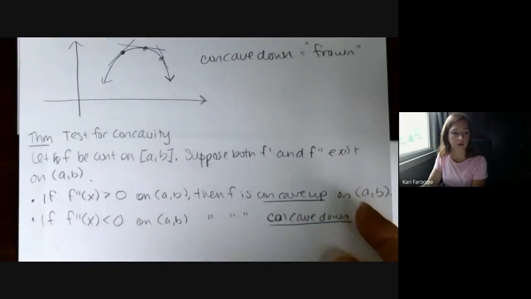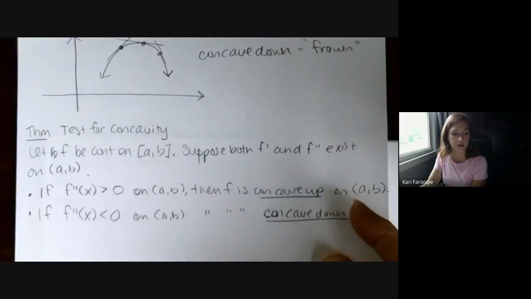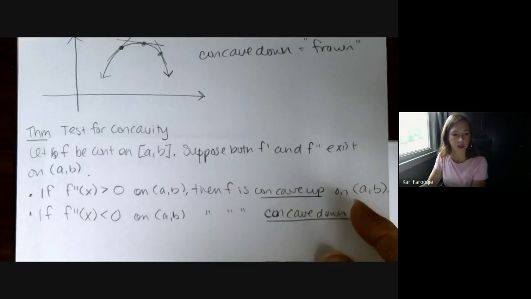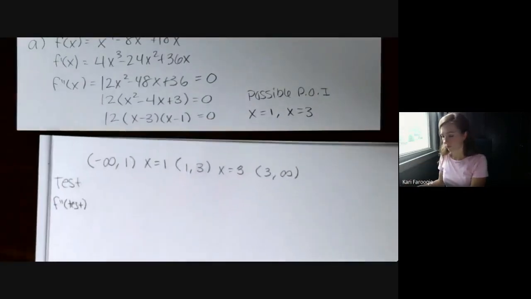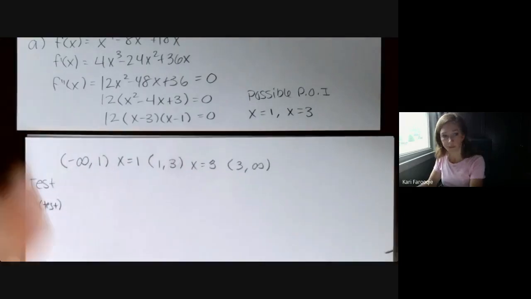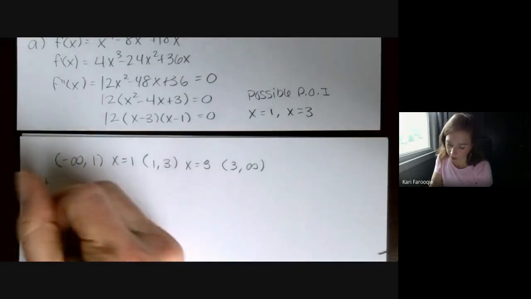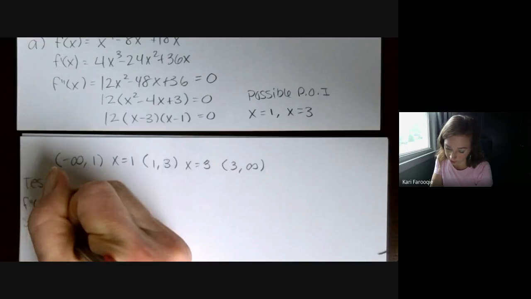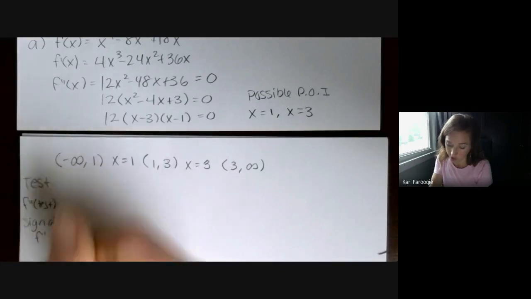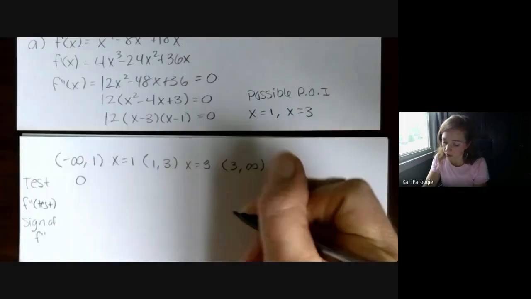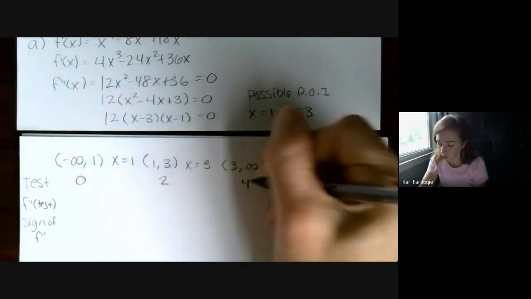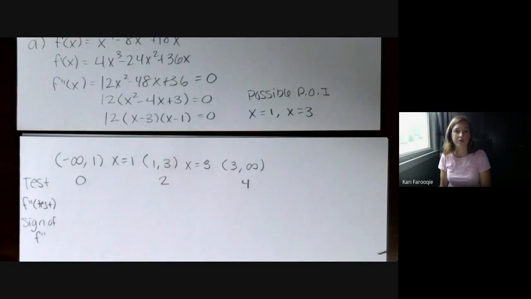Here it is. Test for concavity. If f double prime of x is positive, then f is concave up. If it's negative on the interval, then we are concave down. And then we'll make a conclusion, or you can say sign of f prime, of double prime, sorry, whatever you decide to do there. So your test points might be 0, maybe 2, maybe 4. I know those are so predictable, but why not?